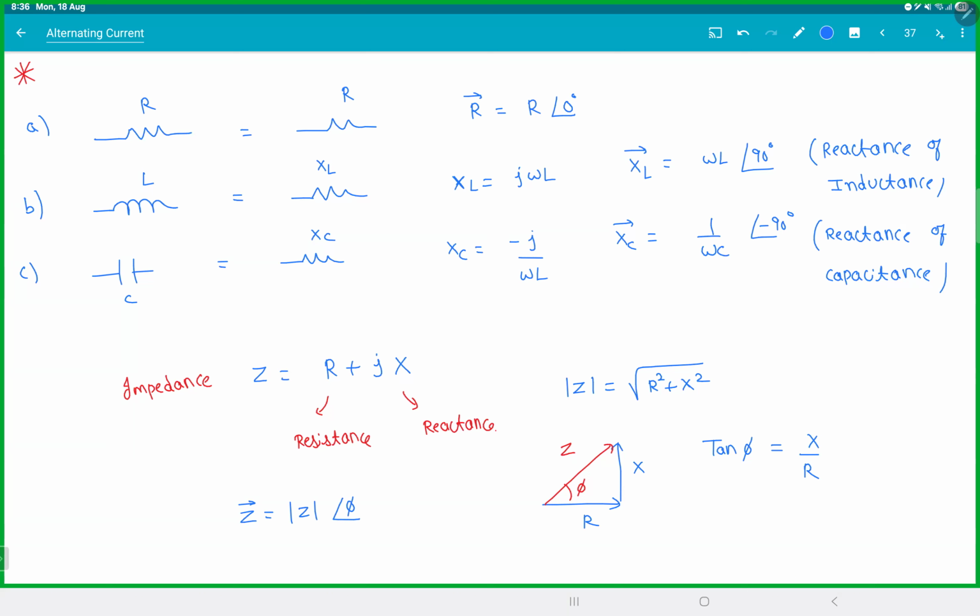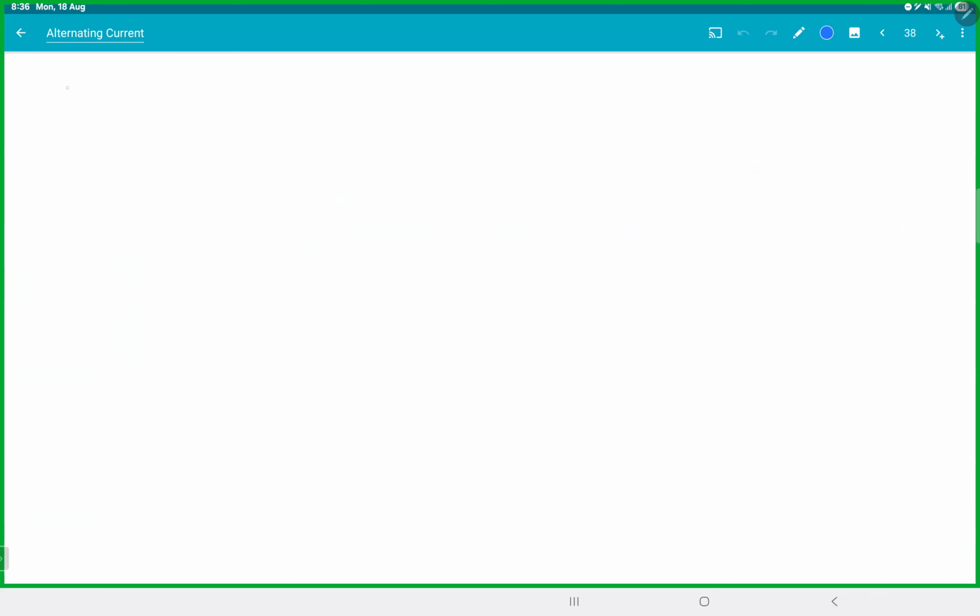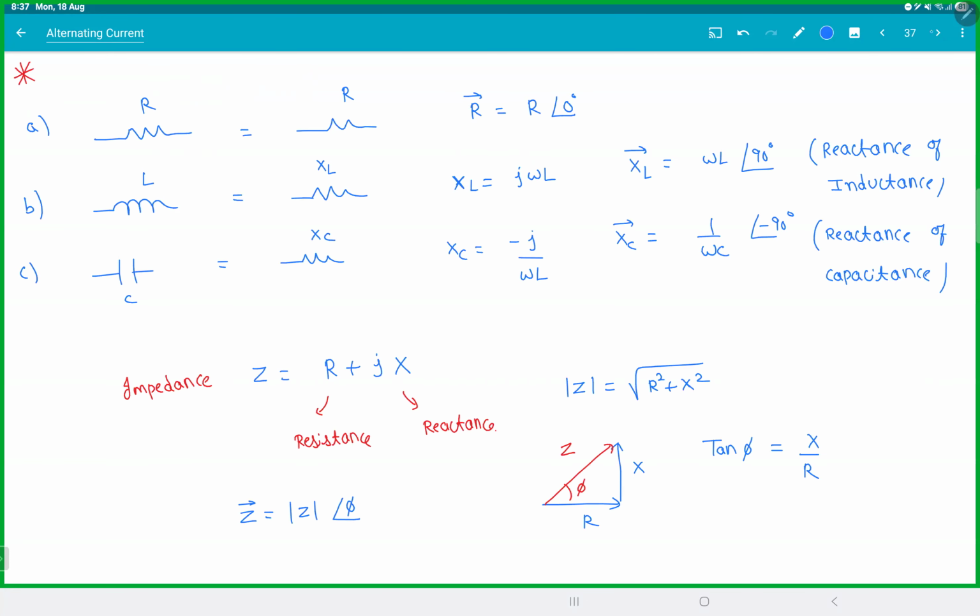Then if I give you V is equal to V naught sine omega t plus phi, we know the phasor form of this thing will be the amplitude V naught and angle phi, where V naught is your peak value, phi is your phase angle. Let's call it as alpha because we're already using phi for the X by R.